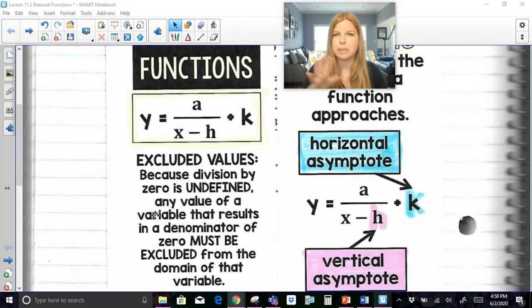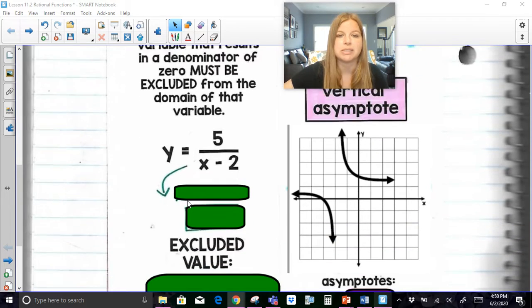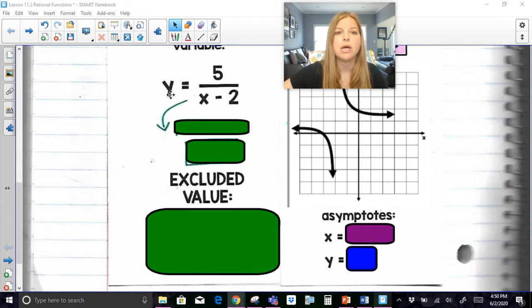Now, I know this probably doesn't sound like much to us just yet, but let's take a look at this really basic function. It says y is equal to 5 divided by x minus 2. So if I have this function and I say to you, what's the excluded value? I'm basically saying to you, what's the value that x can't be? Because if x was that value, the denominator would be 0 and it would be impossible. It couldn't even be something we could calculate.